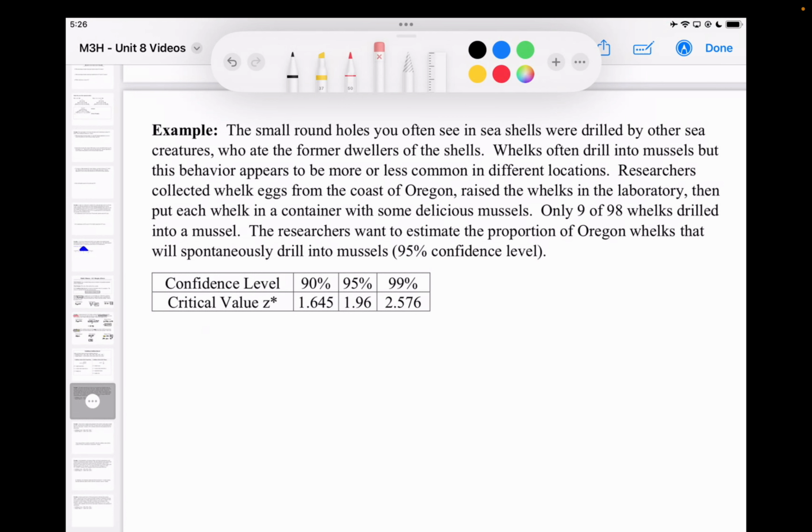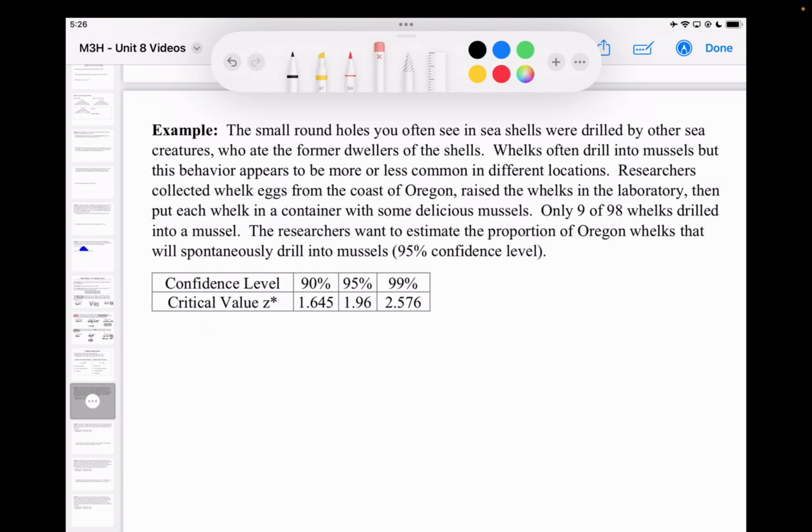It tells us that the small round holes you often see in seashells were drilled by other sea creatures who ate the former dwellers of the shells. I think this is a lovely example. Whelks often drill into mussels, but this behavior appears to be more or less common in different locations. Researchers collected whelk eggs from the coast of Oregon, raised the whelks in the laboratory, then put each whelk in a container with some delicious mussels. That is my favorite little part.